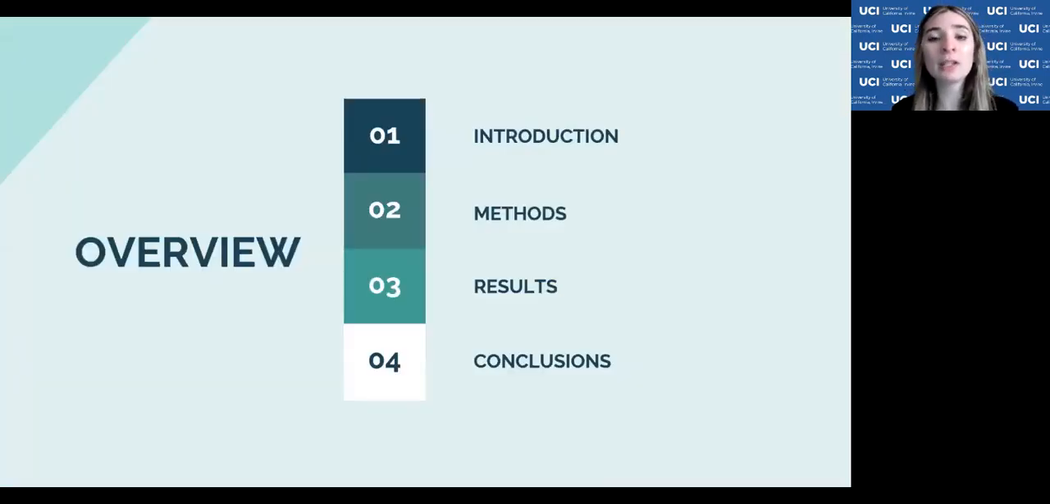So my presentation will be divided into four main parts. First, we will have a brief introduction about the topic and the focus of this work. Then we will cover the methods we used. In the third section, we will describe the main results obtained with the present model. And finally, we will talk about the conclusions made about this work.